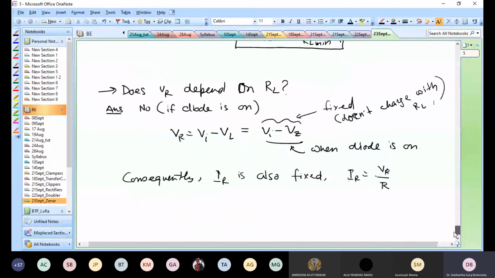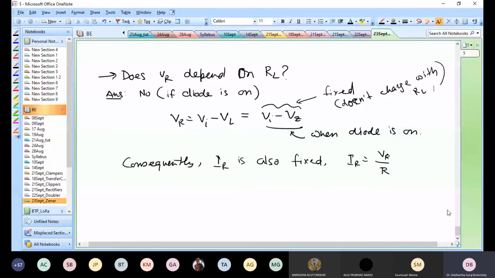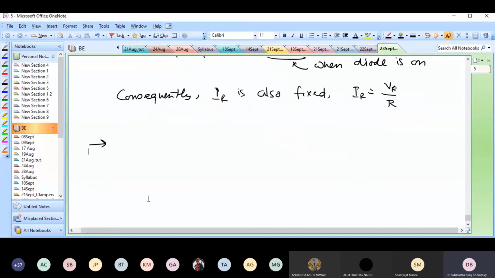That you can easily find out by using whatever circuit analysis technique we know. But this particular situation, when the diode is on, is a little different. And then finally, let's look at what happens to the Zener current. So what is the Zener current? The Zener current is IZ, the Zener current.